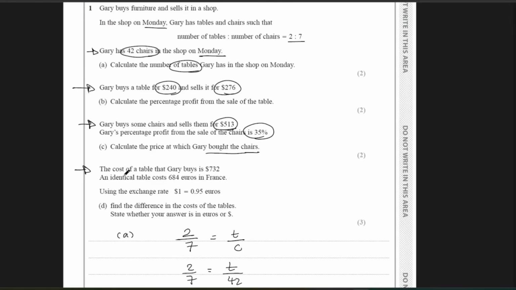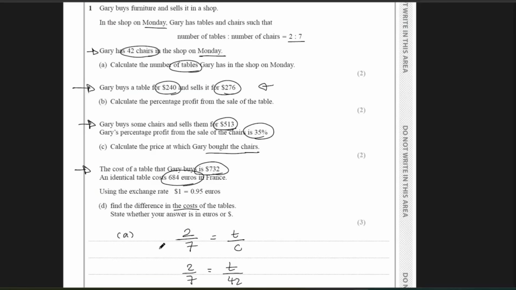Question D. The cost of a table that Gary buys is $732. Okay, so this is a different table than what we did in B. This new table costs $732. An identical table costs 684 euros in France. Using the exchange rate, which is $1 equal to 0.95 euros, find the difference in the cost of the tables. State whether your answer is in euros or dollars.